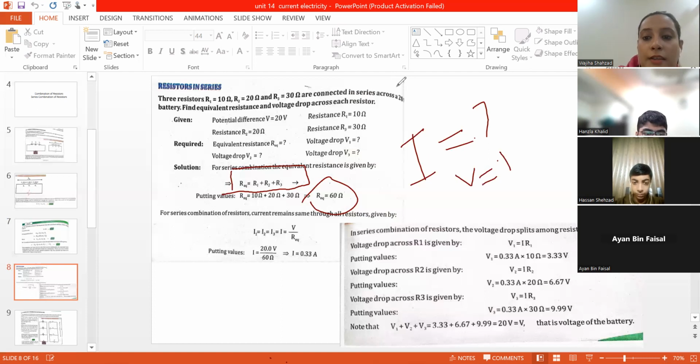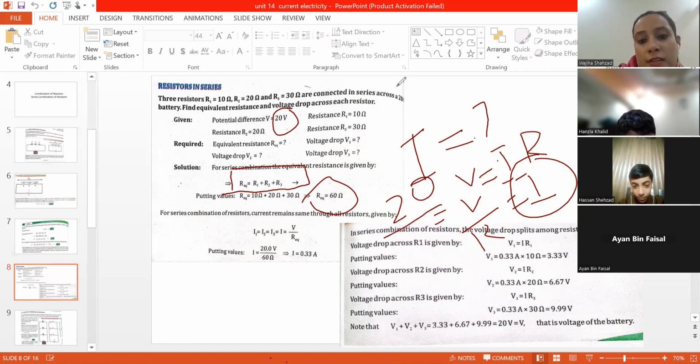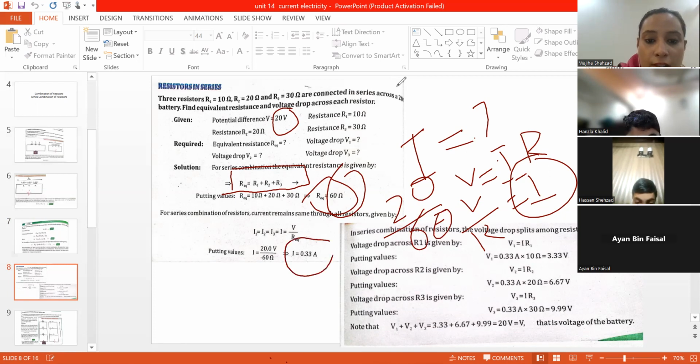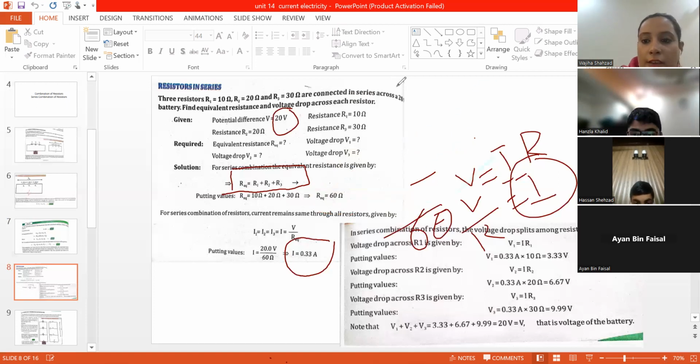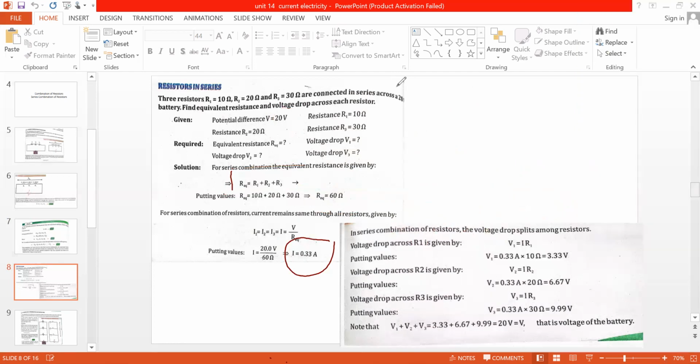V is equal to IR. So V by R is equal to I. This I is the total current that is flowing across the circuit. The value of V is given, that is 20. So we put 20 over here, and the total resistance is 60. So we divide 20 by 60, and we get the current, that is 0.33 ampere, right? Okay, now as we have calculated the value of current.